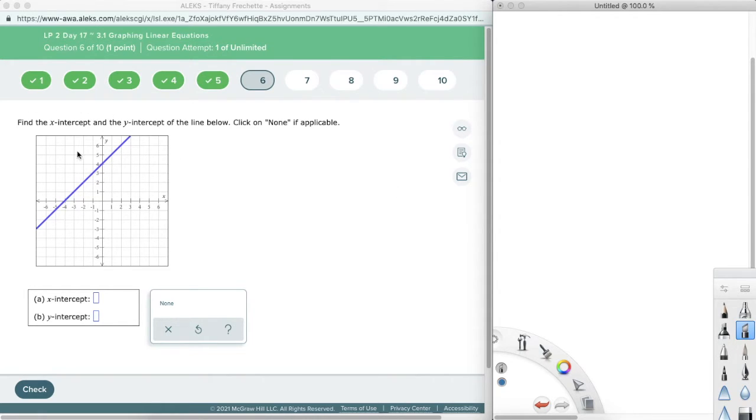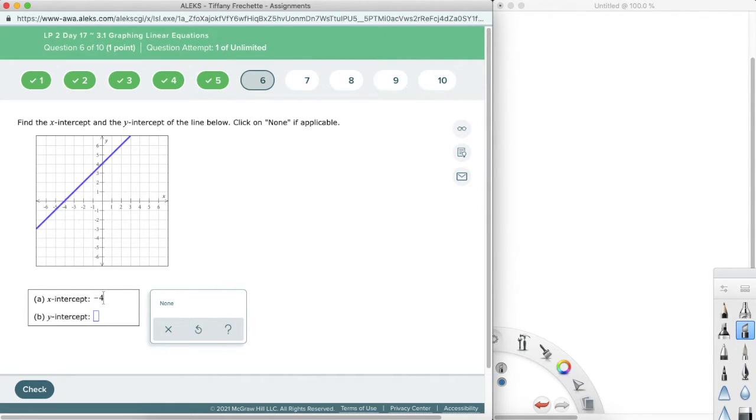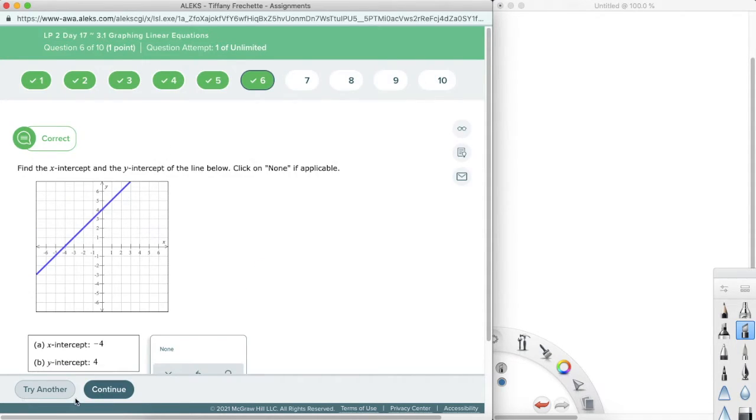For the x-intercept, it's where it crosses the x-axis. I can see it crosses right here at -4, so I type in -4 for part A, because that's my x-intercept. Then I do the same thing for y. Where does it cross the y-axis? I can see right here it crosses at 4, so I would just type in 4. And that's all we're doing, we're just identifying these intercepts. These will be important later when we build equations, because they help us quickly build an equation for a linear function or a linear equation. Alrighty. Next.